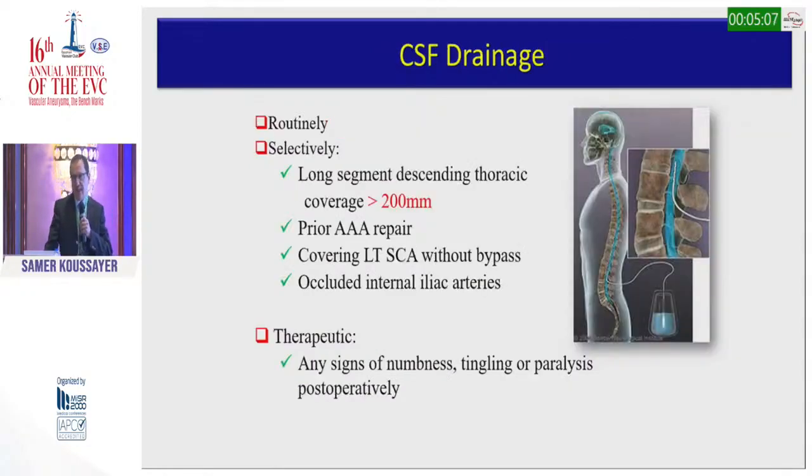When we do CSF drainage, some people do it routinely, but we like to do it selectively: if we cover the thoracic aorta more than 20 centimeters, if the patient has a prior AAA repair, if we cover the left subclavian artery without bypass, and if the patient has an occluded internal iliac artery. And therapeutic if the patient develops any signs of numbness, tingling, or paralysis after surgery.